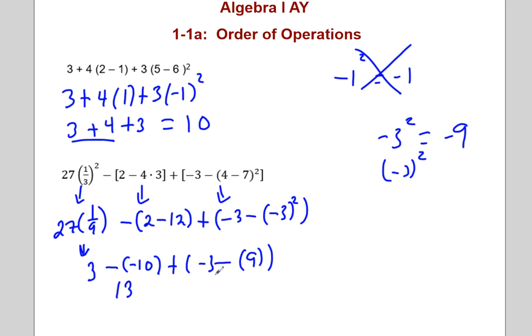And this is nothing more than negative 3 minus 9, which is a negative 12. So minus 12. That's going to equal 1.